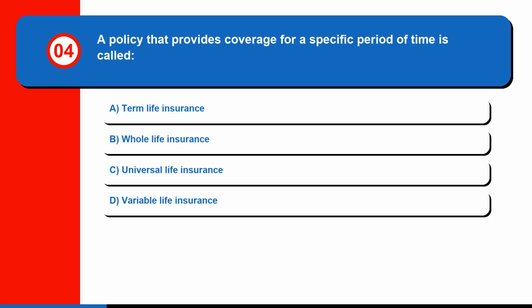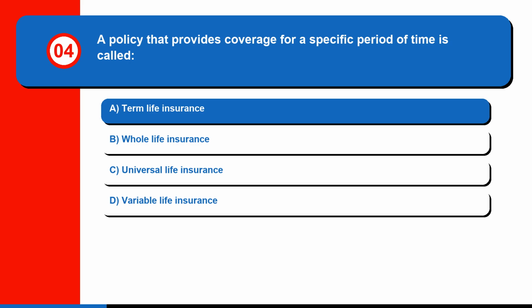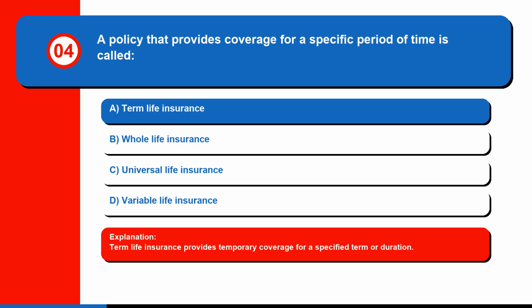Question 4. A policy that provides coverage for a specific period of time is called A. Term life insurance, B. Whole life insurance, C. Universal life insurance, or D. Variable life insurance. The correct answer is A. Term life insurance. Term life insurance provides temporary coverage for a specified term or duration.